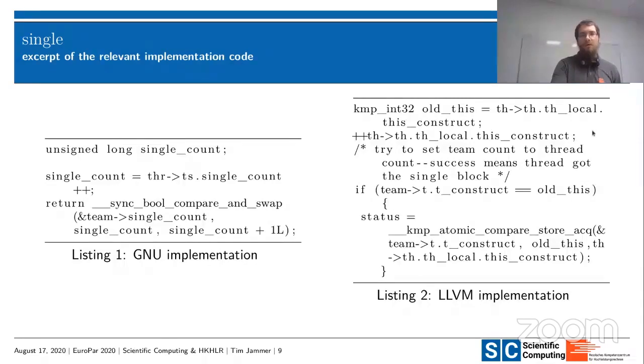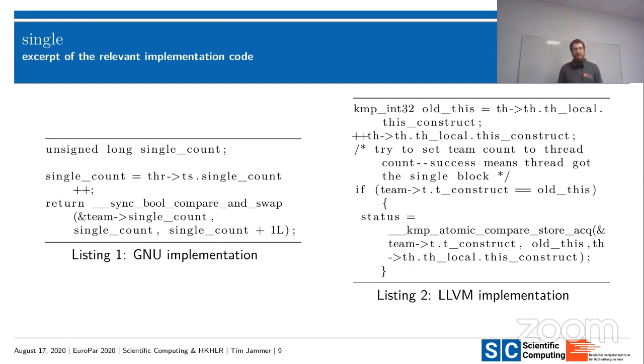You have a thread local counter that counts the number of single regions encountered. It will be incremented the same as for the GNU implementation. And then you spot the difference here. First, there is a non-atomic compare operation, and then you have the atomic operation, which is the same as for the GNU implementation. The team's counter should be incremented. So there is an addition of this non-atomic compare operation.